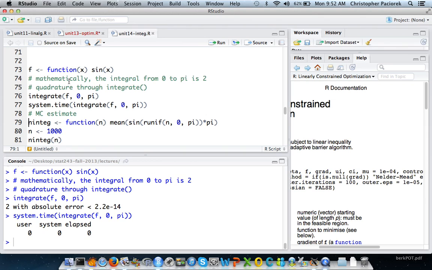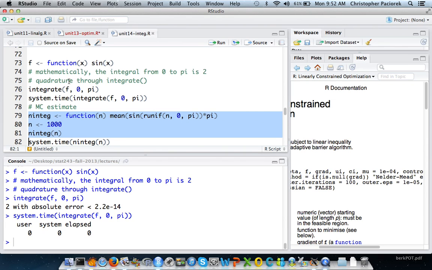Okay, so what about if I use a Monte Carlo estimate of the integral? Okay, so I'm going to just draw random uniforms from the interval 0 to pi, and then I'm going to take the average of sine of x, where x is drawn from random uniform 0 to pi, and multiply by pi. So this is just my Monte Carlo implementation of estimating an integral.